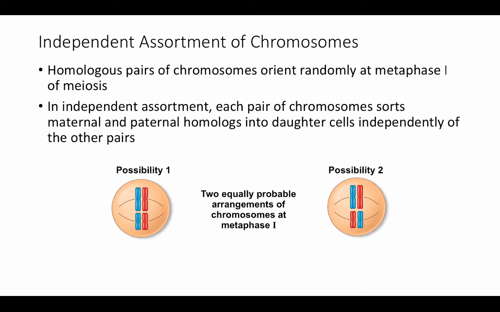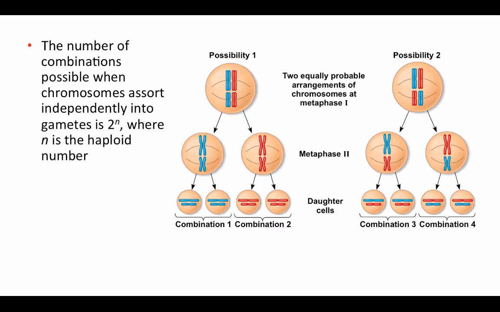Let's take a closer look at each of these. So first, independent assortment of chromosomes. During metaphase of meiosis 1, the homologous pairs of chromosomes are going to orient randomly. So that means you're not necessarily going to have all the paternal chromosomes on one side being pulled toward one pole and all the maternal on the other side. It's just as likely to have a paternal combined with a maternal and vice versa in the 2 daughter cells that result from meiosis.